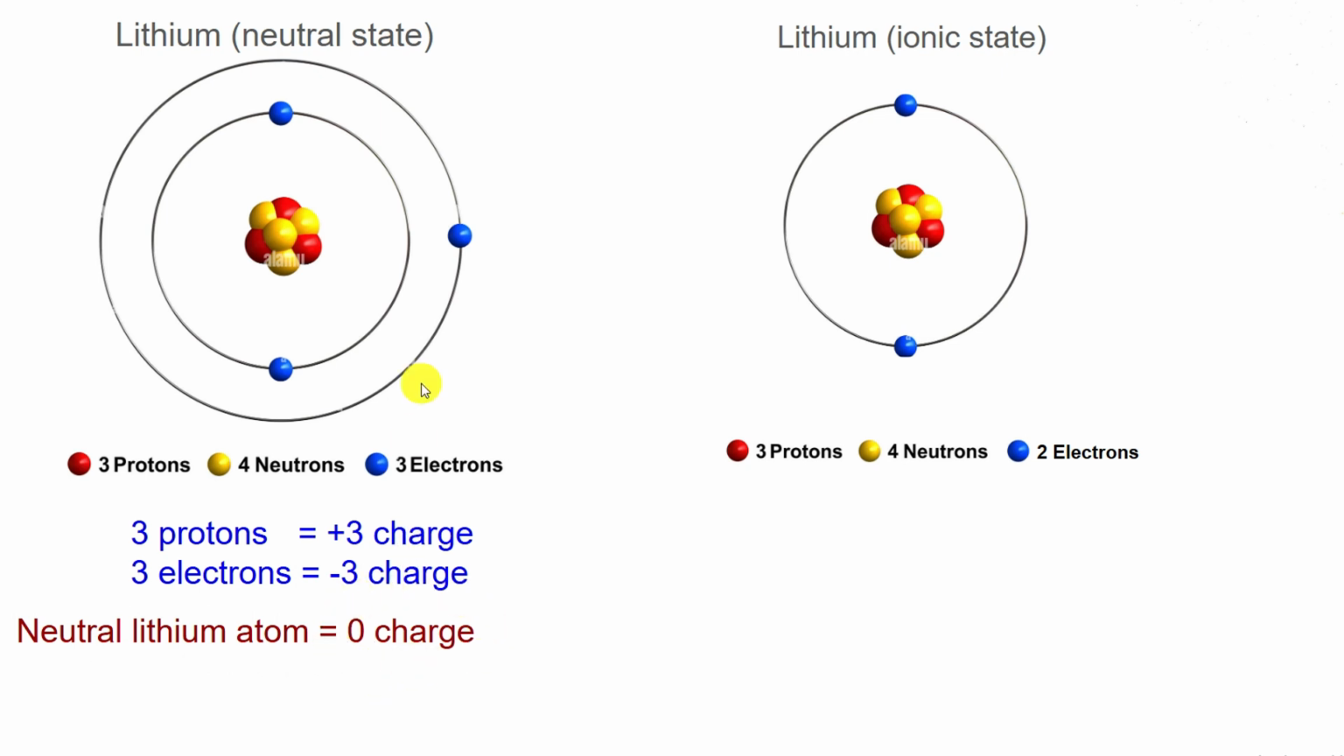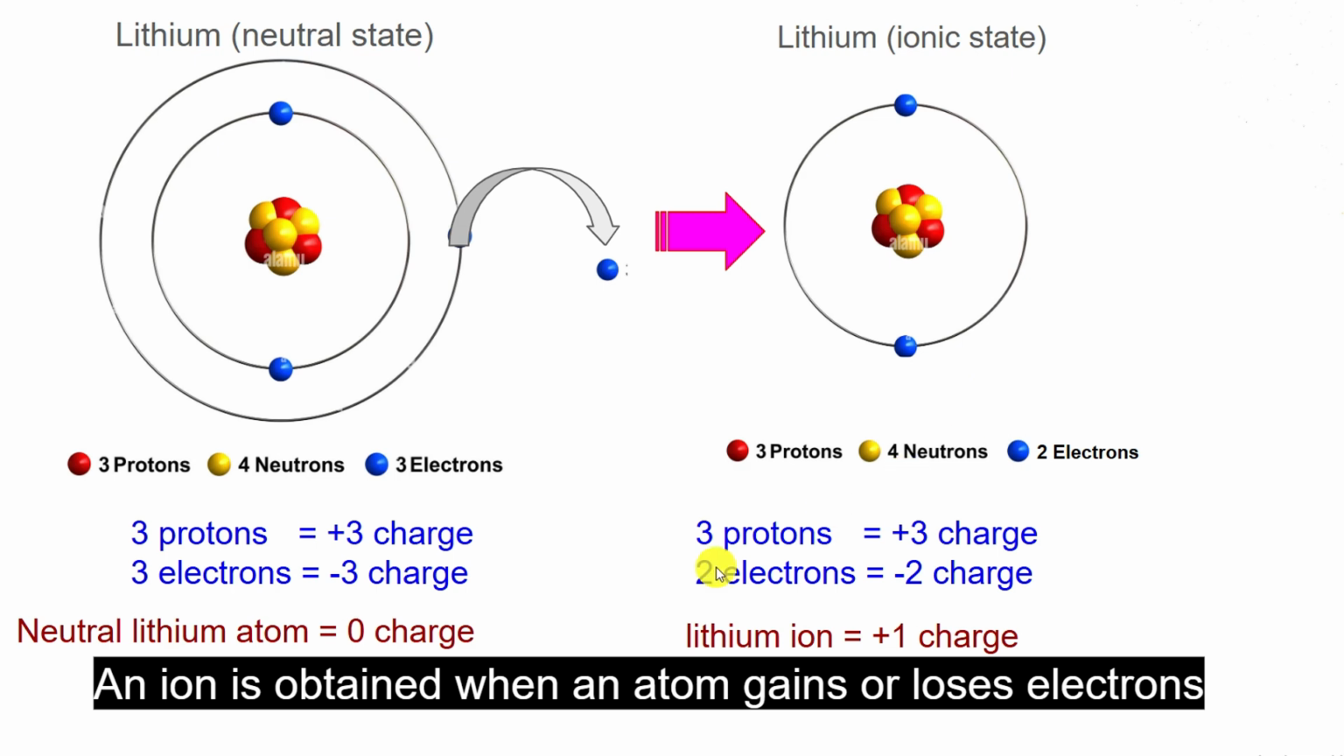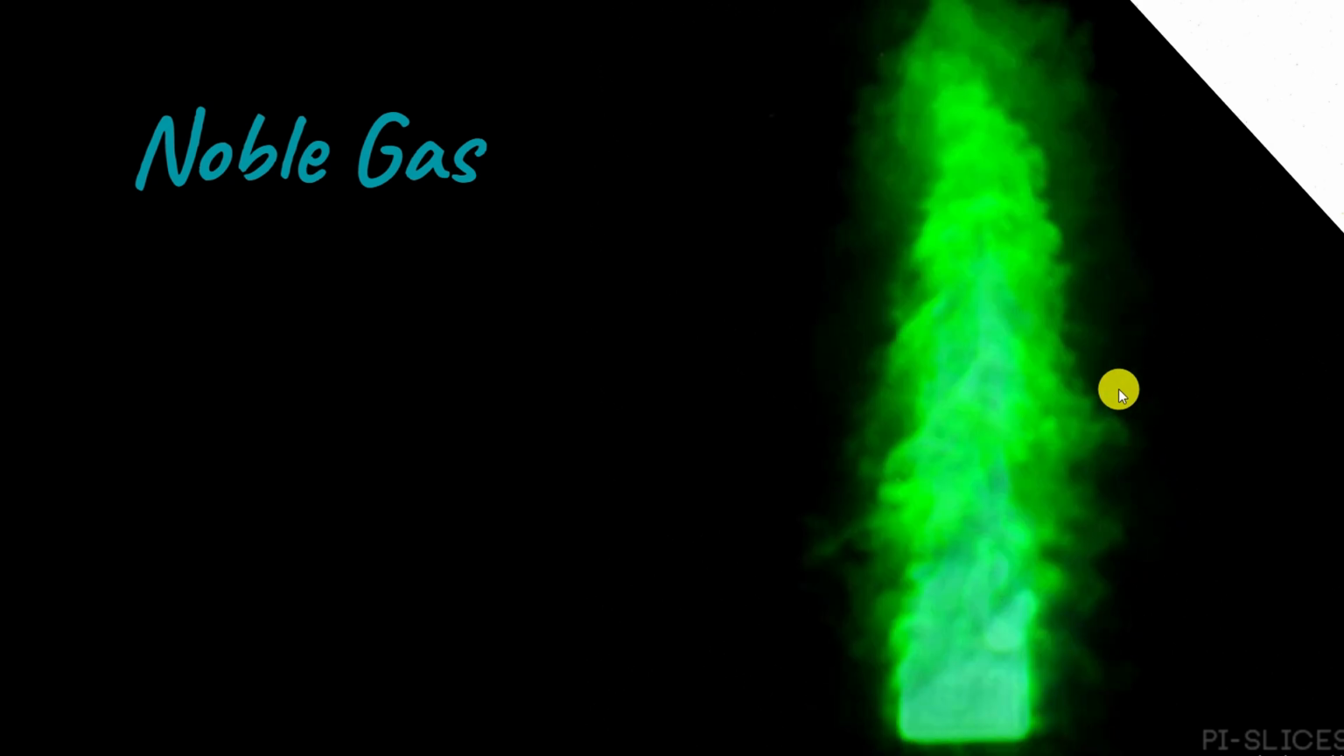But what would happen if I remove 1 electron from the lithium atom? Then there will be an imbalance in the charges. There will be 3 positive charges, but there will be just 2 negative charges. As a result, this lithium atom acquires an overall positive charge. This is what we call an ion. An ion is obtained when an atom loses or gains electrons. Generally, ions gain or lose electrons to get a noble gas outer shell.